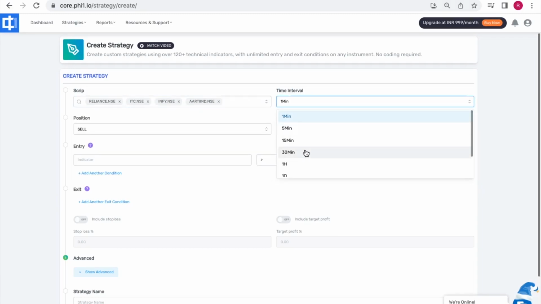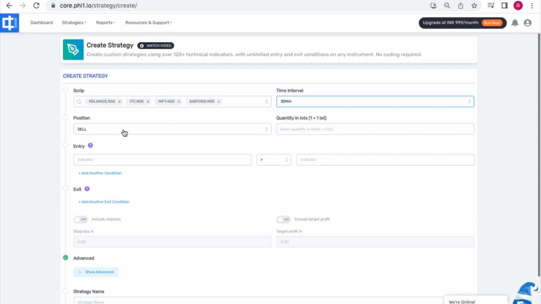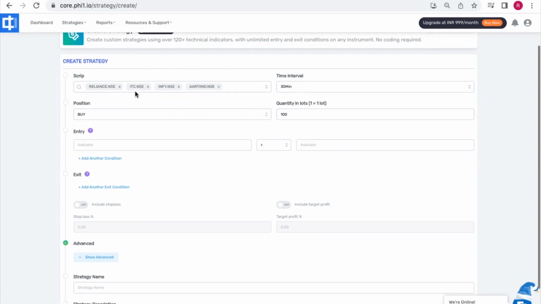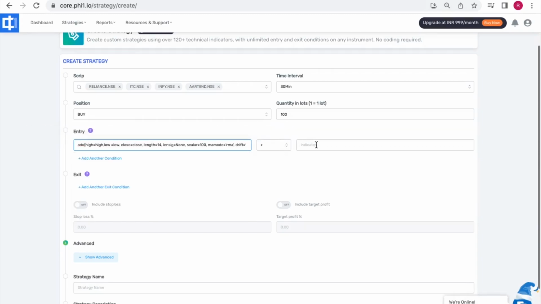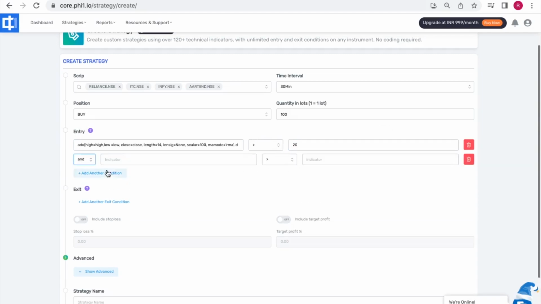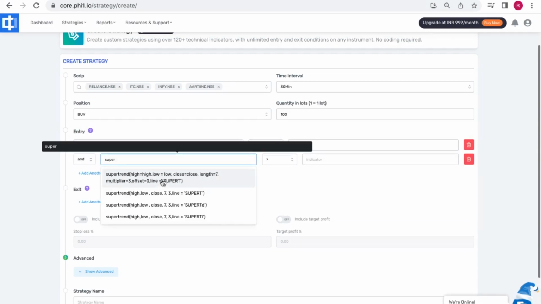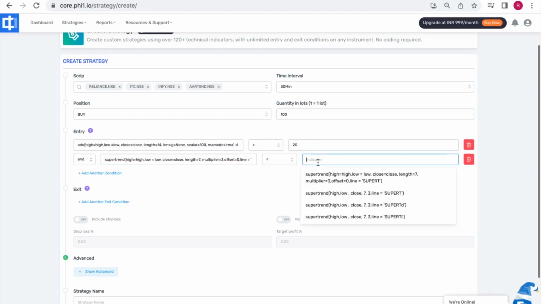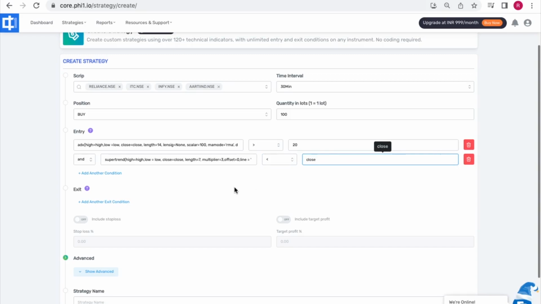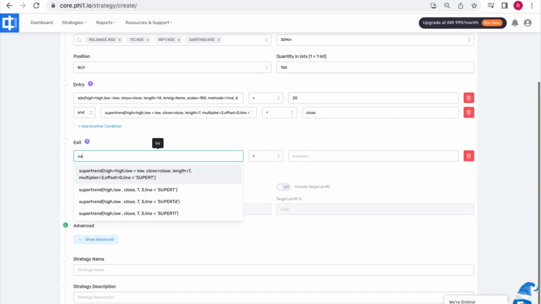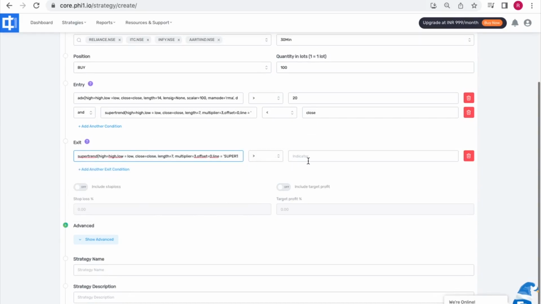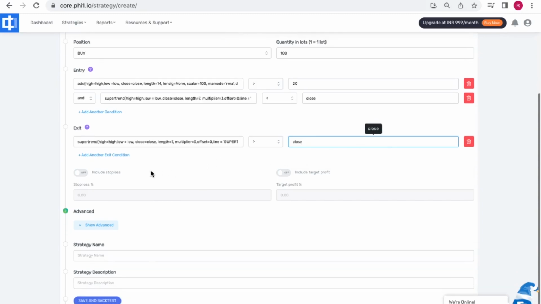Select a time interval. I'm selecting 30 minutes, but you can choose anywhere between 1 minute to 1 month. My position would be a buy 100 quantities of the above scripts if my entry condition is met. My entry condition is that the ADX should be above 20, and I'm adding another condition where my super trend should be below close. That is the closing price of the stock. For my exit condition, my super trend should be reversing. Indicator should be reversing itself and be above the closing price.